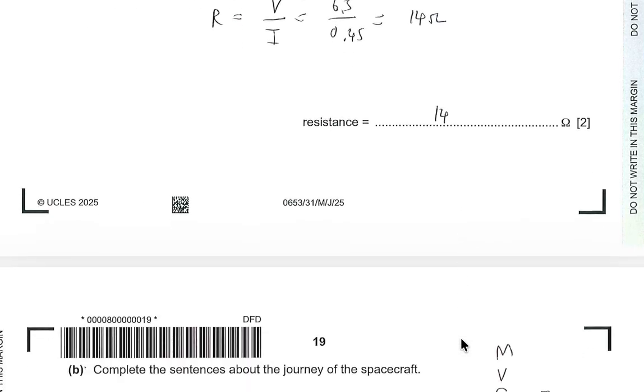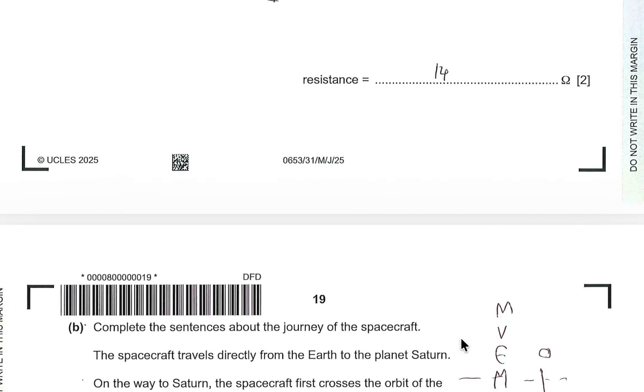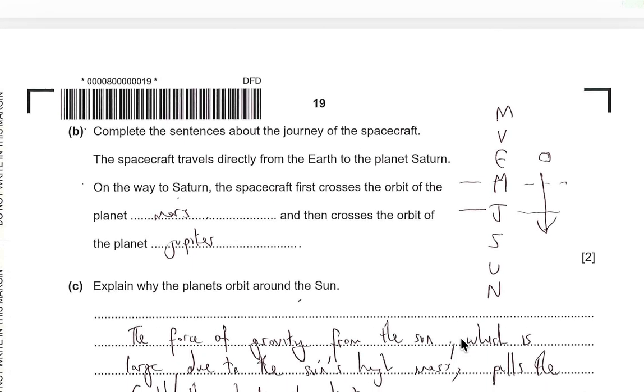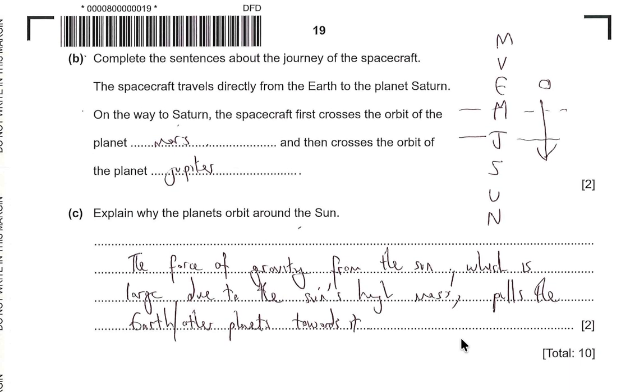Okay. Now, if we go on to the next part of the question, we continue talking about the aircraft. However, we now start to look at our next topic, which is all about space. We're being asked to complete the sentences about the journey of the aircraft. The spacecraft flies directly from the Earth to Saturn, and on its way it crosses the orbit of 2 planets. Okay, now my answers here are Mars and Jupiter.